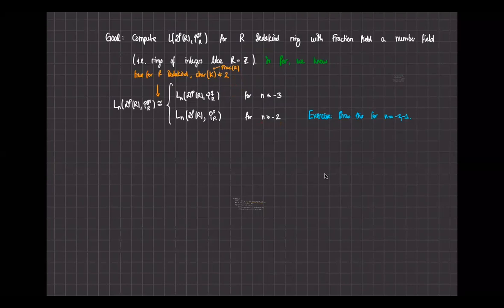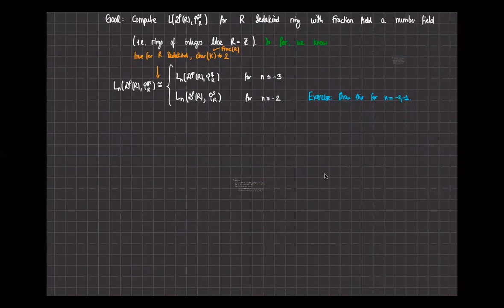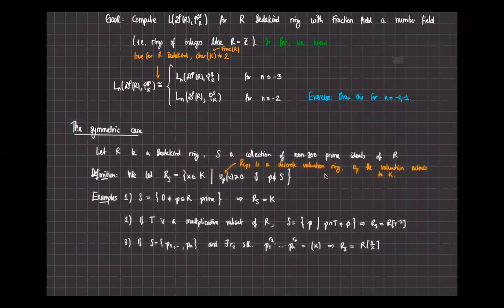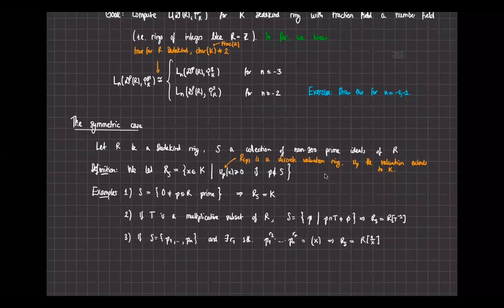So with this information, what remains to be done today is to calculate symmetric and quadratic L groups of Dedekind rings whose fraction field has some nice properties. So that is essentially what I want to explain today, how we can get our hands on these symmetric and quadratic L groups. And so step 1 is the symmetric case. In other words, we want to first calculate the symmetric L groups.